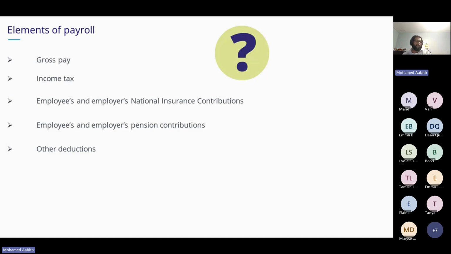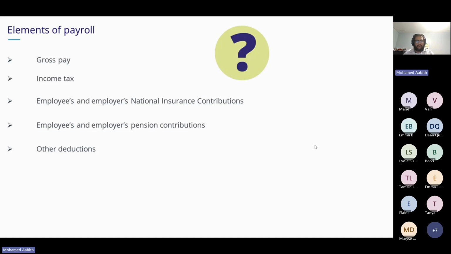So the elements involved there are gross pay, income tax, and anything from the employer and employee national insurance contributions. And then also you're going to have pension contribution from both entities, employer and employee. And if you have any other deductions such as union membership, student loan repayments, you may have charitable contributions, salary sacrifice, so many things there. But we just want to know what the general terms regarding them are.